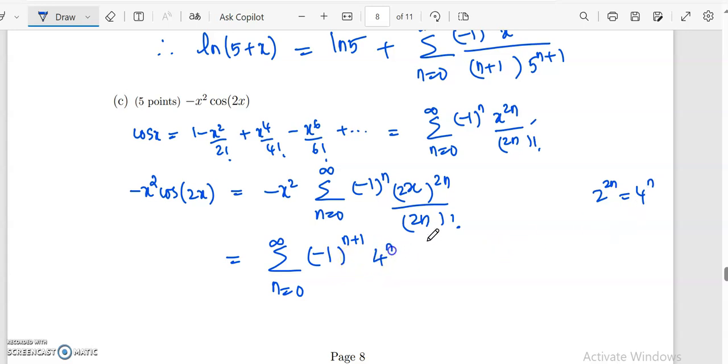So we have 4 raised to n. Then there is already an x raised to 2n. Then multiplying this x square, we will get x raised to 2n plus 2. Then on the denominator, we will have 2n factorial. So this will be the required series.